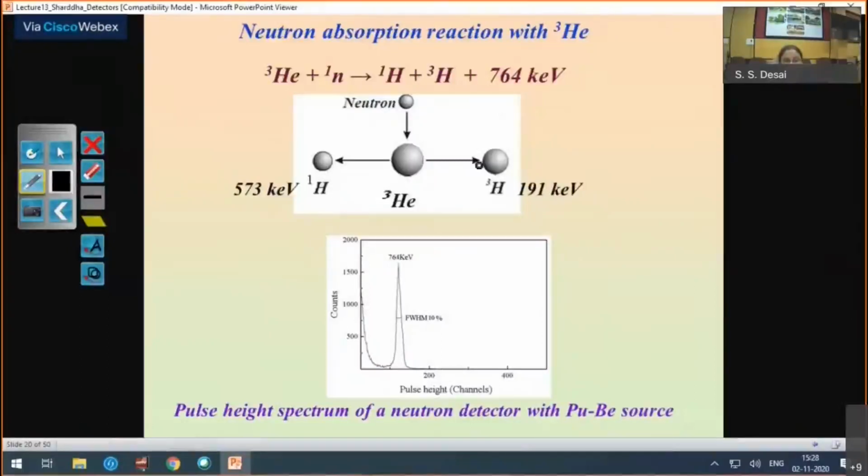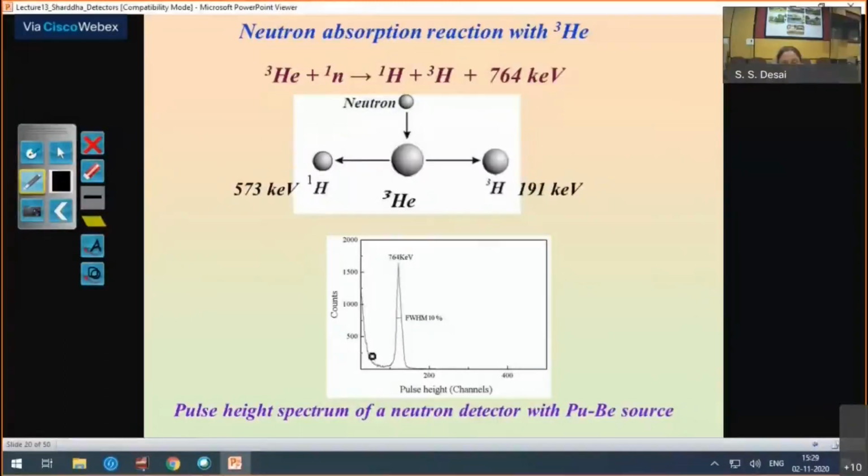This proton and triton are released in the gas, and these are what ionize our gas medium. The charge pairs or ion pairs which are created are not due to the direct neutron, but through the energetic proton and triton released in the gas medium. These ion pairs are, as I told you before, drifting towards the anode and they create a pulse.